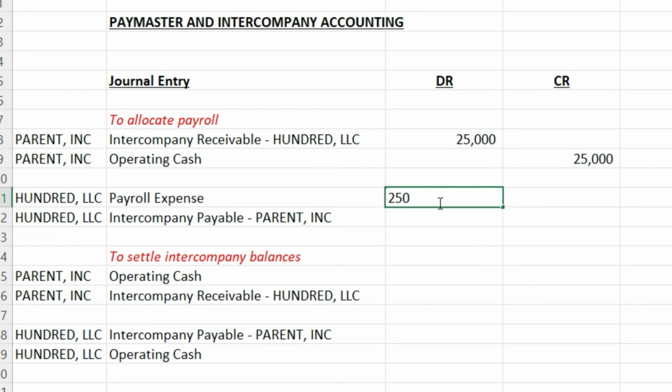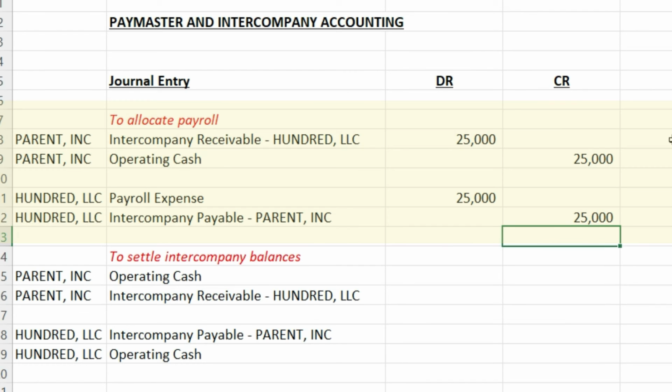Now, from 100 LLC's books, they have $25,000 of payroll expense that's going to go on the income statement, and now they have an intercompany payable to Parent Incorporated, which is a due to, or they owe money to Parent Incorporated for the payroll that they paid. That is Parent Incorporated being the paymaster in this situation, and 100 LLC receiving an allocation from Parent Incorporated.